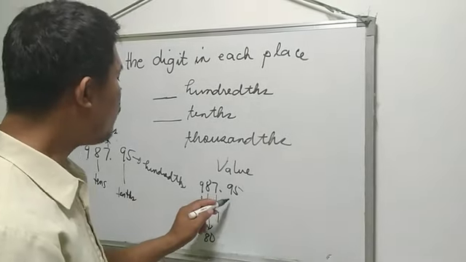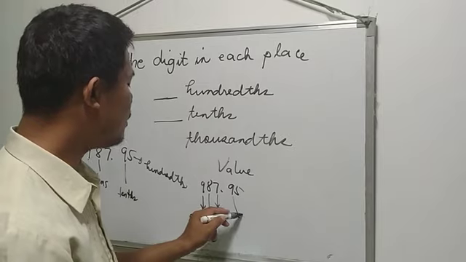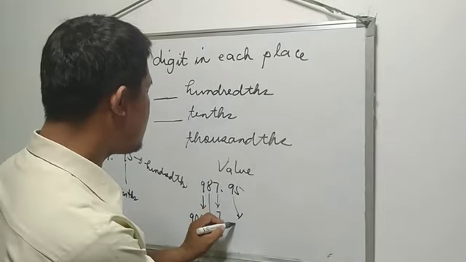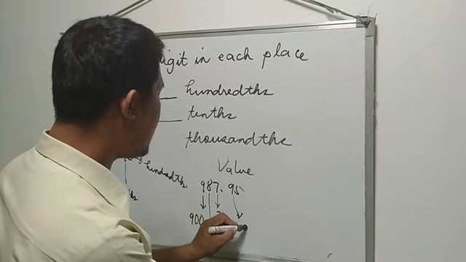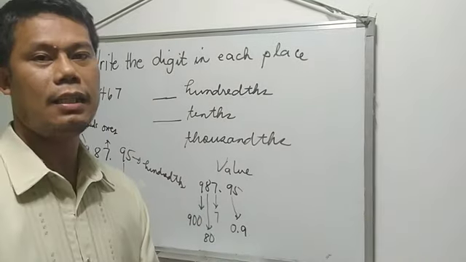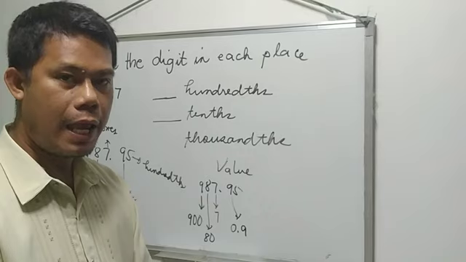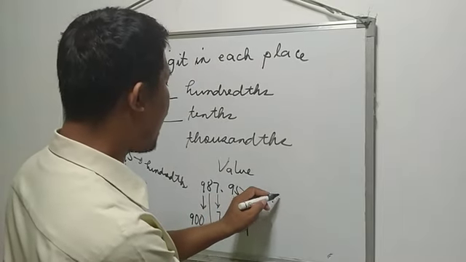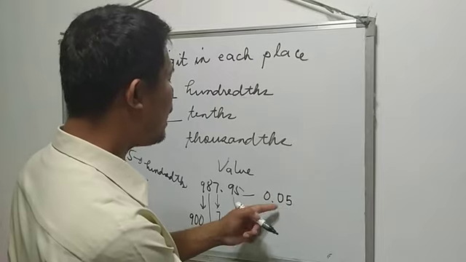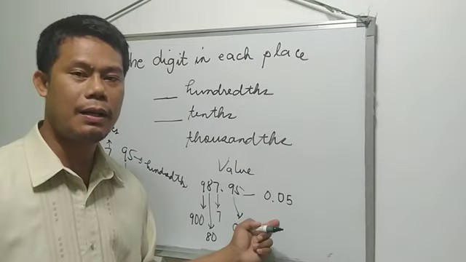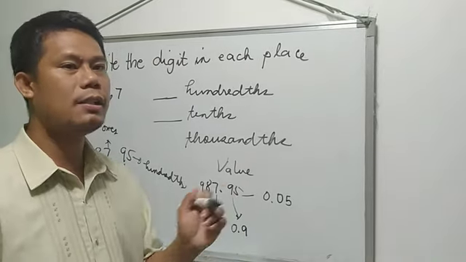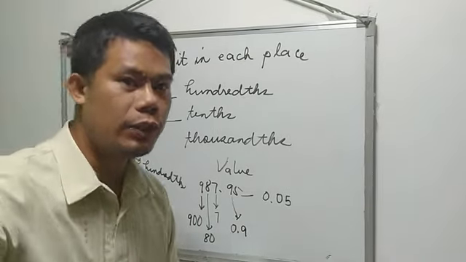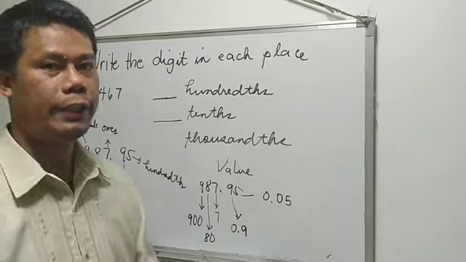Now, ano ang value ni 9? Nasa decimal number na po tayo. The value of 9 is 9 tenths. Why 9 tenths? Because 9 is in the tenths place. Then, ang value ni 5 is 5 hundredths. Napakahalaga ni 0 dito sa decimal number. So, this is now the answer for number 3. Any question? Okay, if there is none, I have another example here.